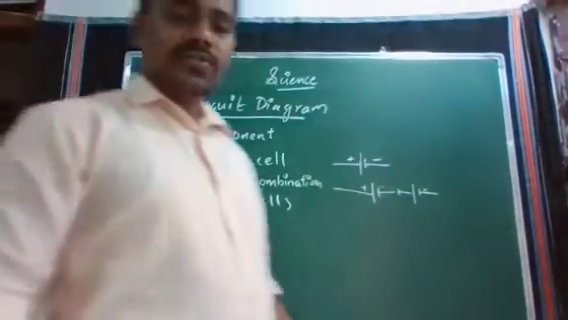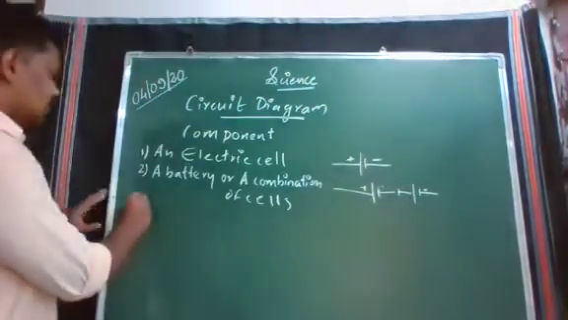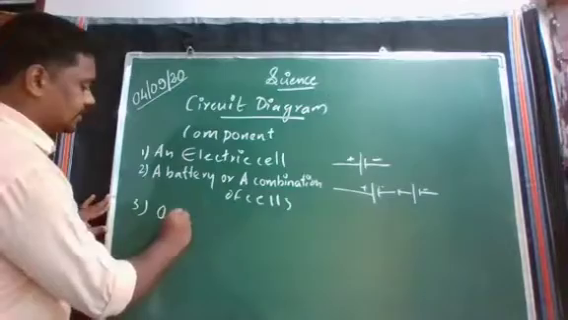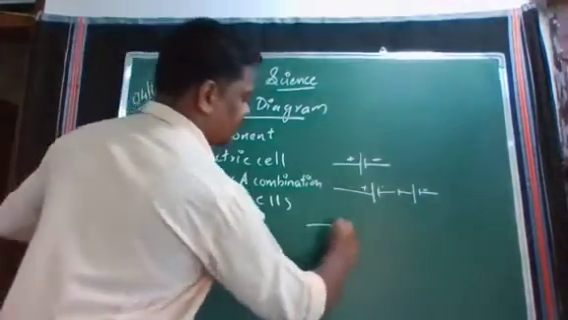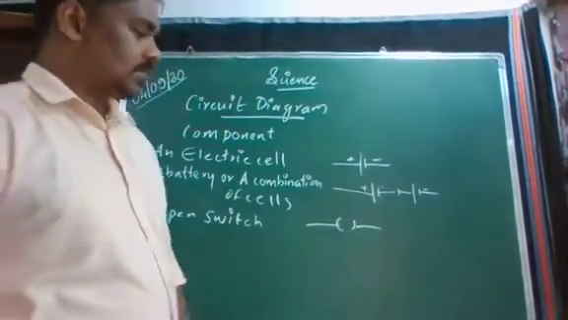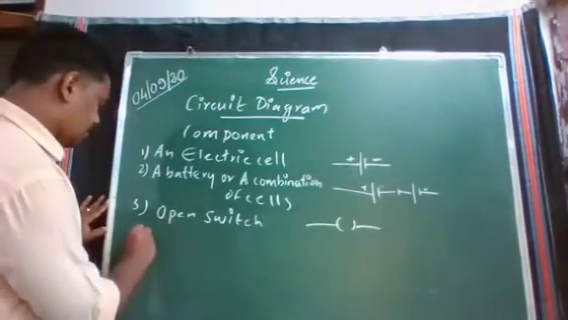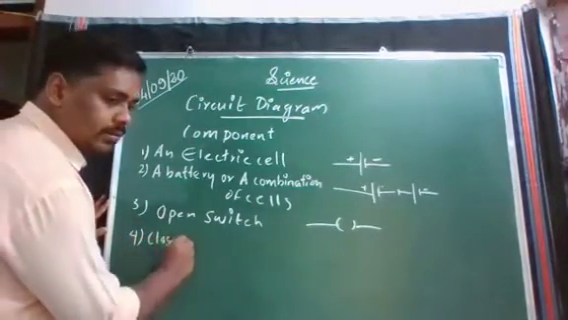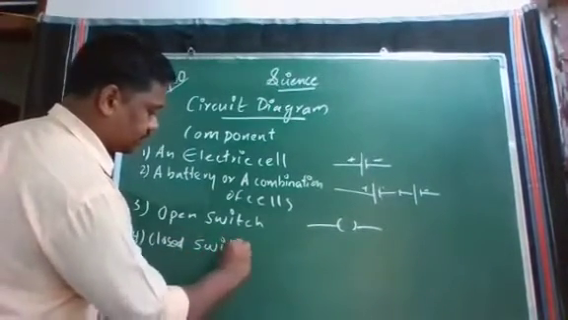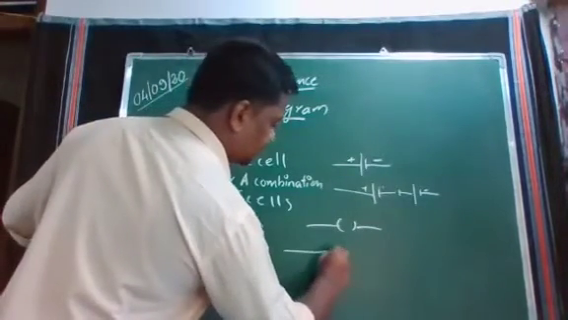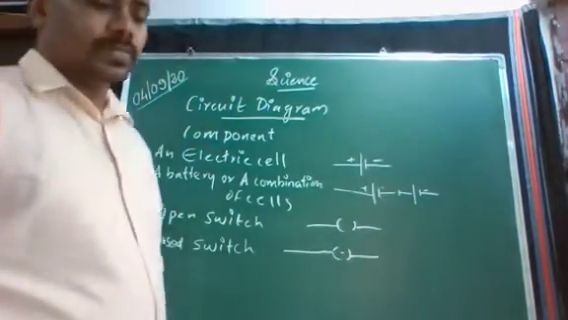Then plug key or switch. Switch which is open, open switch. How are we drawing that? This is an open switch. And closed switch. Closed switch is drawn like this.